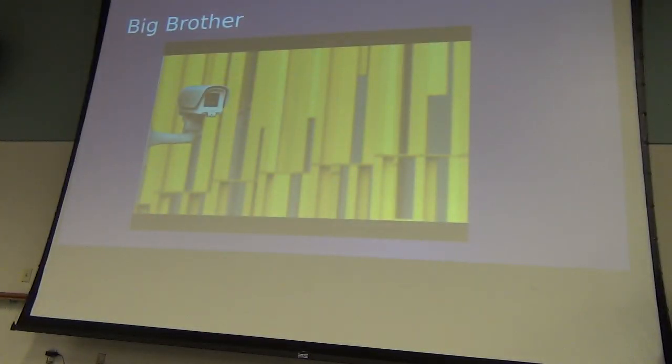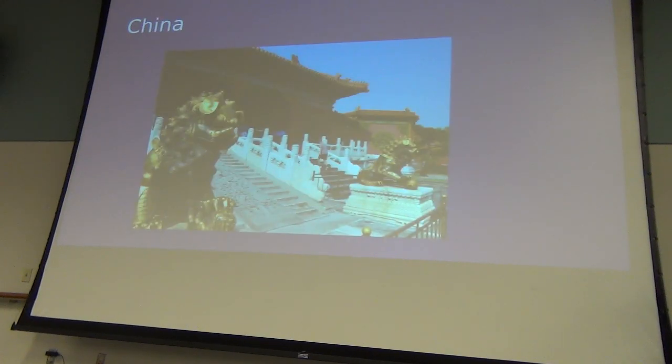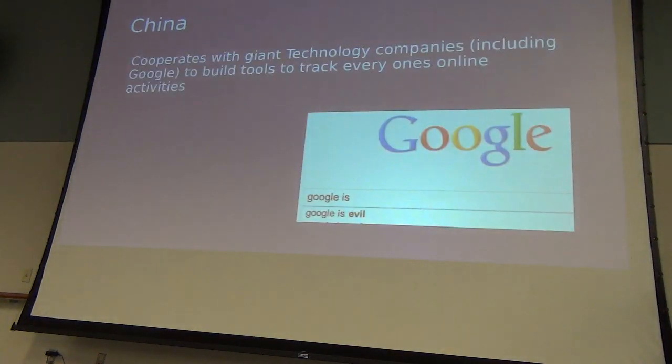Of course, we start getting into Big Brother here. We start talking about the governments. NSA tracking people through their cell phone towers. There's articles on that. Washington Post had one. Five things NSA tracks. NPR was mentioning it. Metadata, emails, instant messages, Facebook posts, contact lists, you name it. And then you got the worst of the worst. You have China. They are insane with this tracking. China cooperates with giant technology companies like Google, and they build tools to track everyone in their country.